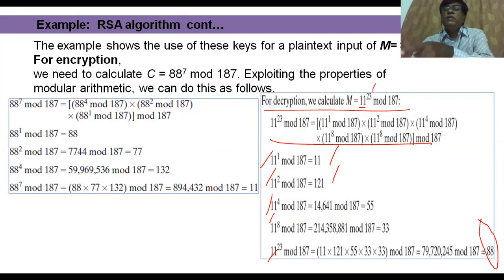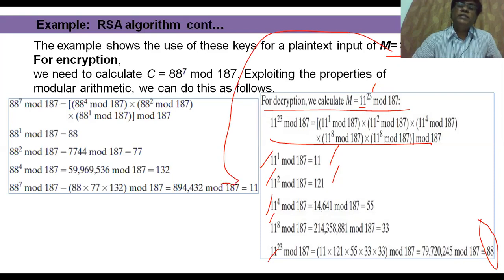Why are you getting 88 here? Because after decrypting, you will get the plain text value. What is the plain text? Plain text is 88. So plain text 88 is converted into 11, that is the ciphertext. This ciphertext at the recipient side is decrypted into 88, the plain text. So this is the encryption, and this is the decryption.